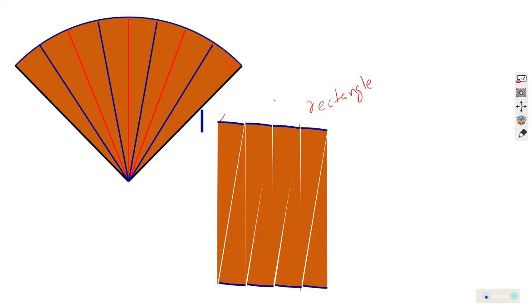In this rectangle, the broader end here is pi r, and again here it is pi r, and ultimately our 2 pi r will be re-established, and this will be the slant height. To get the area of this rectangle, we only need to multiply pi r with L, length into breadth.